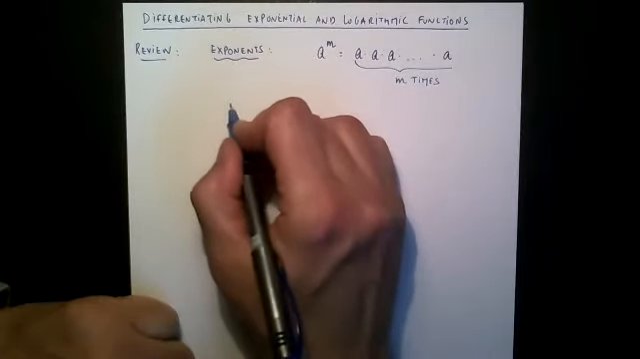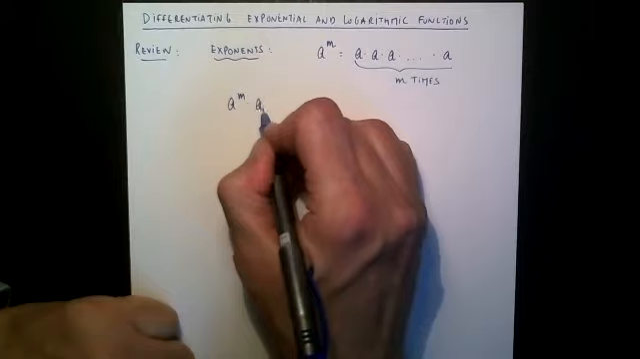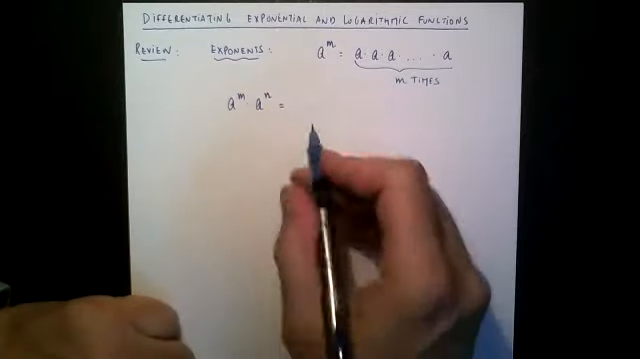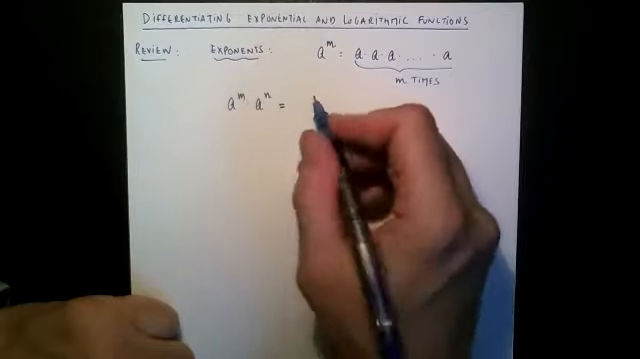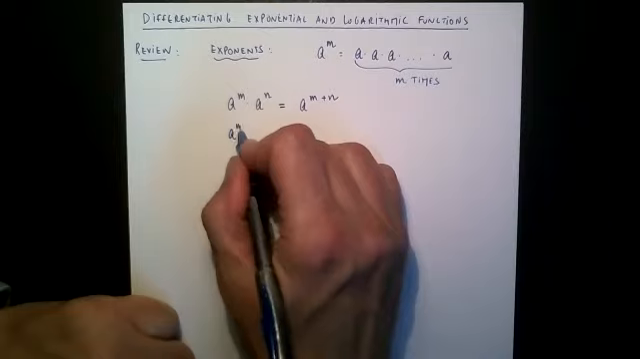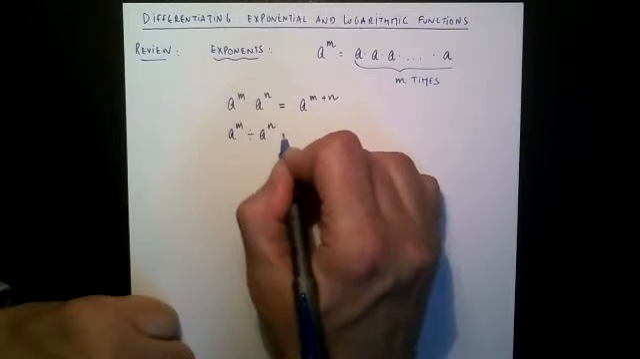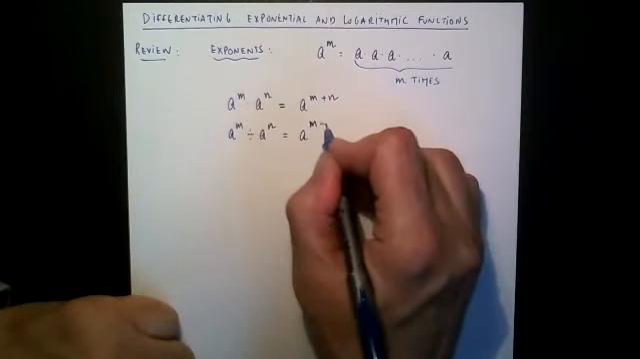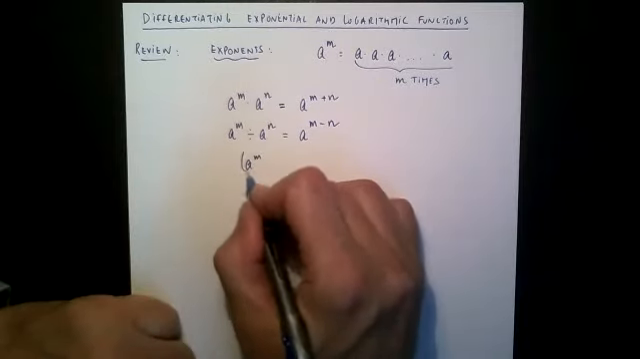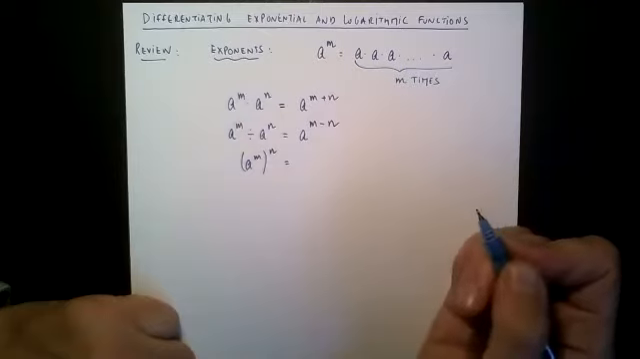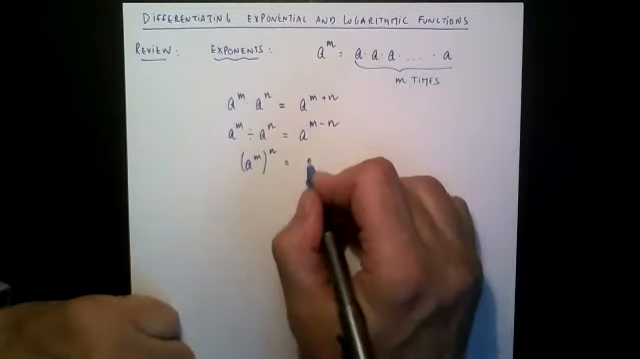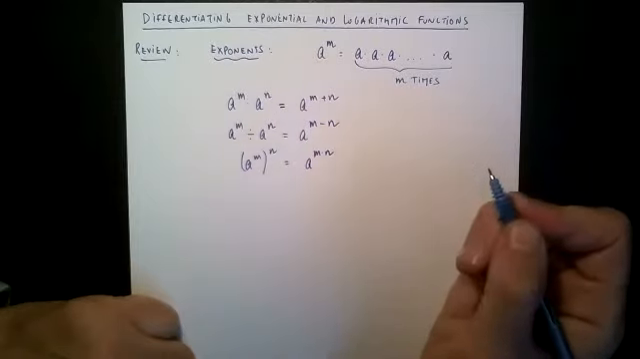So first, a power m times a power n equals what? A power m plus n. So everybody knows this. A power m divided by a power n is, of course, a power m minus n. Then a power m to the power of n is what? A power m multiplied by n. So a power m times n, good.